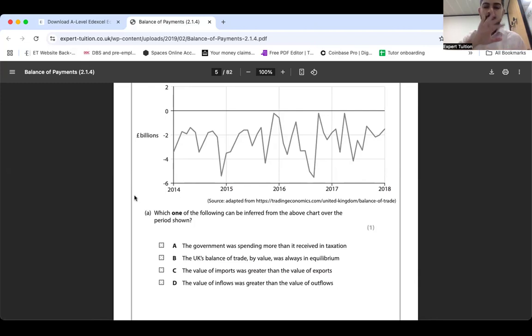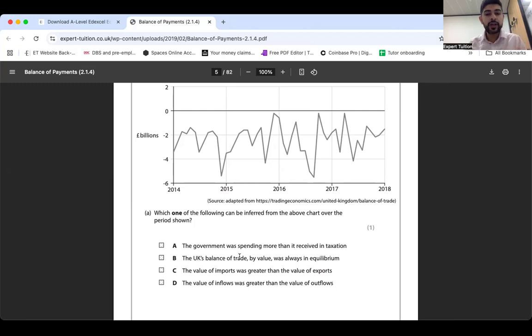That's one side. Then we've got current account and trade. Think about why they're the same thing. Current account is exports minus imports. Trade is exports minus imports. So A is one of those that they put in there to try and trick you. It can't be A, because it's nothing to do with government spending and taxation.